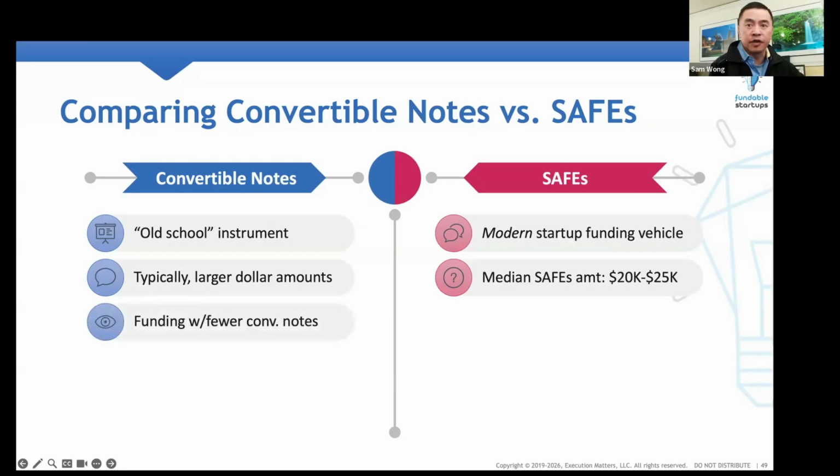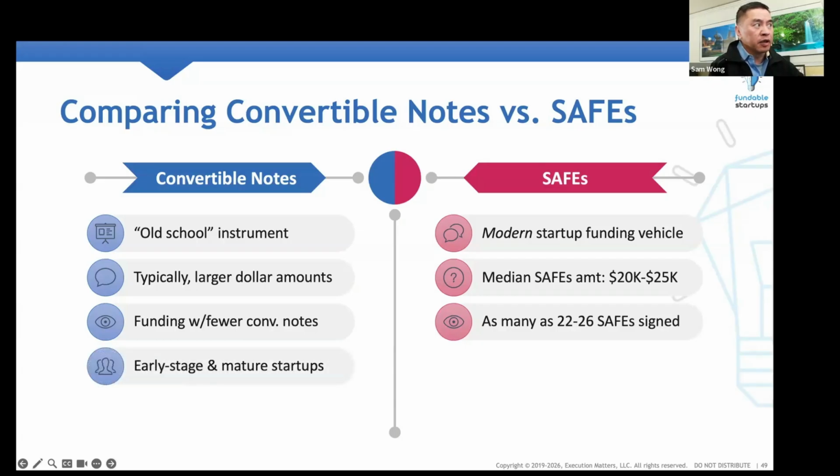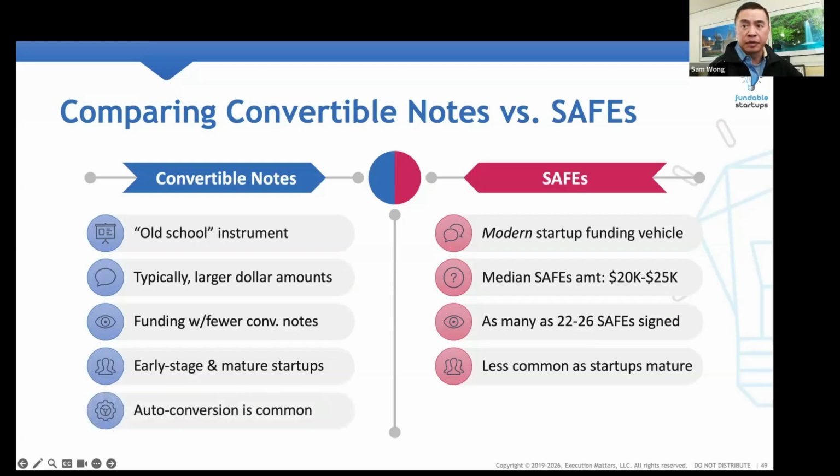With convertible notes, the funding is usually done with a smaller number of notes. You usually don't have dozens and dozens of convertible notes signed, but in the SAFE space, you might have 20, 25 SAFEs signed. That is not unusual. Convertible notes are typically used for early stage startups, but they can also be used for mature startups. SAFEs are less common as startups start to mature. And convertible notes also have an auto conversion feature, whereas with SAFEs, there is no auto conversion feature.